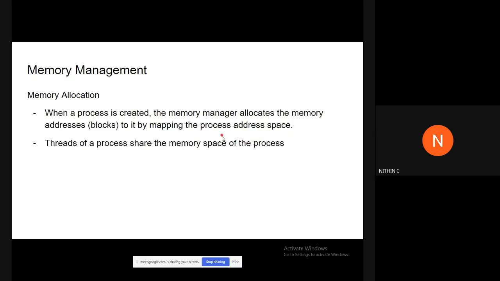We will have multiple threads within a process. All those threads will share the same memory space of the process. The threads use the same memory space which is allocated to a particular process. Threads come under a particular process, and these threads will be using the process address space, that is, the address space allocated to the process.